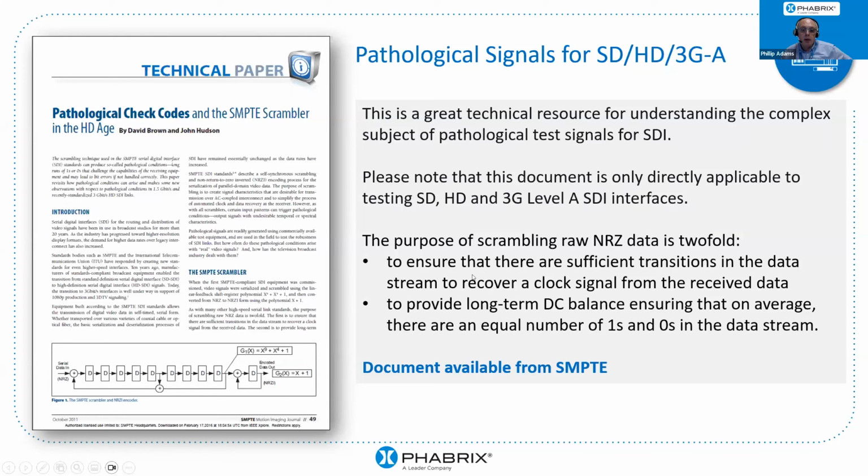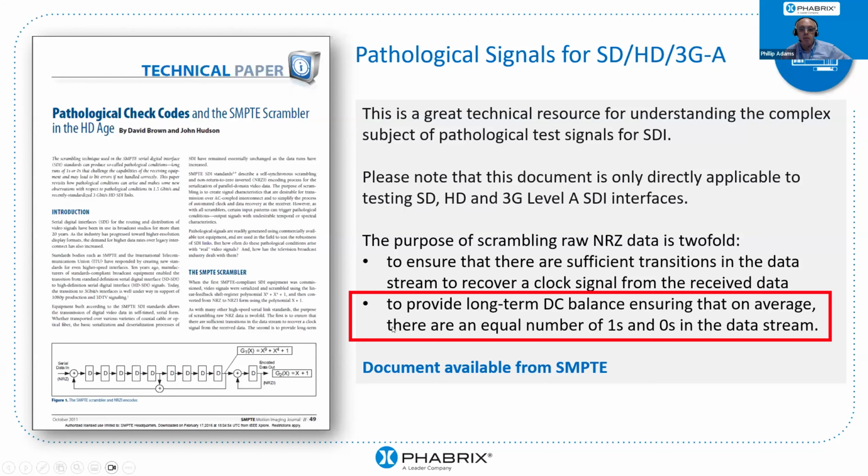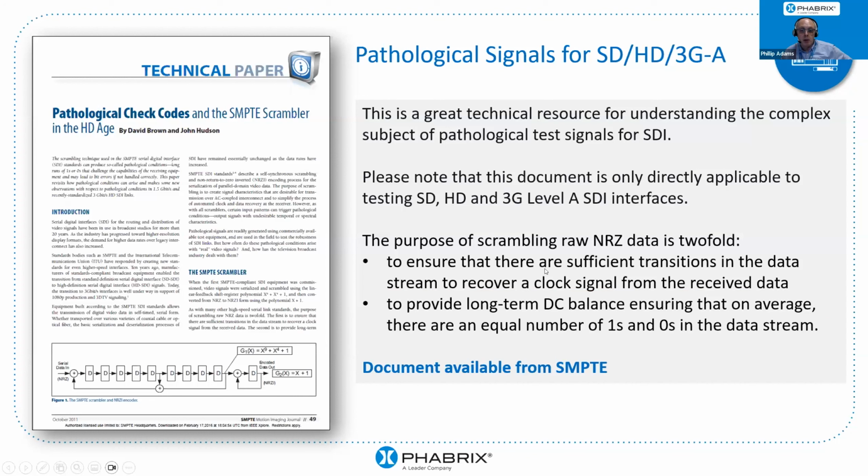The whole point is to ensure that there are sufficient transitions in the data stream to recover a clock signal from the received data, especially if the data contains some static data in much the way that video images can. This ensures that it's randomized and that it's scrambled. It also provides long-term DC balance and ensures that you've got an even number of ones and noughts in the data stream. So this is all about getting the DC part correct, etc.